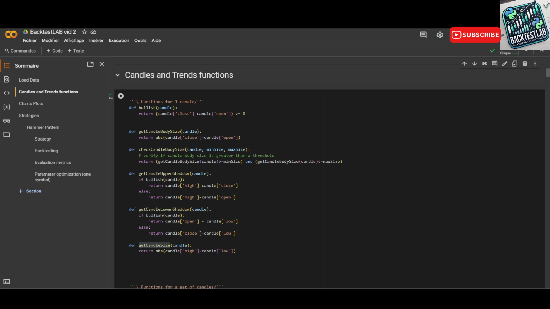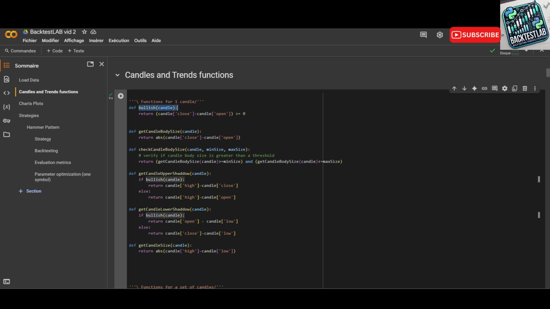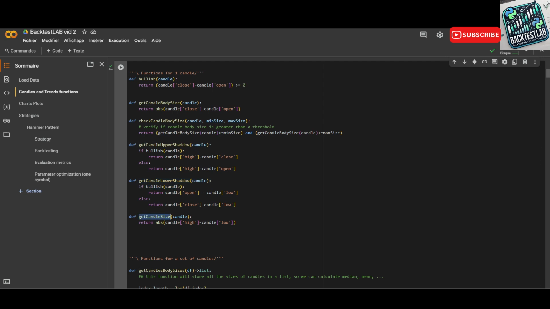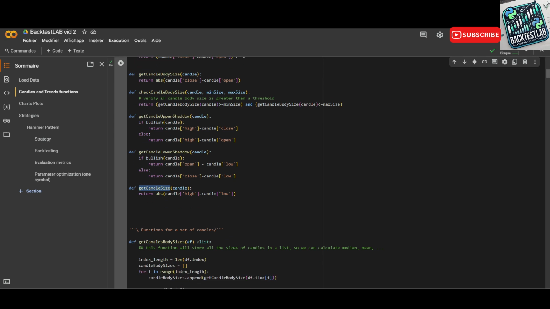Before coding our pattern, we need to prepare some functions. Let's see, for example, these first functions which concern one candle. The first one just checks if it is a bullish or bearish candle, by comparing the closing with the opening, and returns true if it is bullish, false if it is bearish. We can get the candle body size. We can check that this body size is between a minimum size and maximum size. We can get the upper shadow and the lower shadow, or, for example, the difference between the high and the low, the height of the candle.